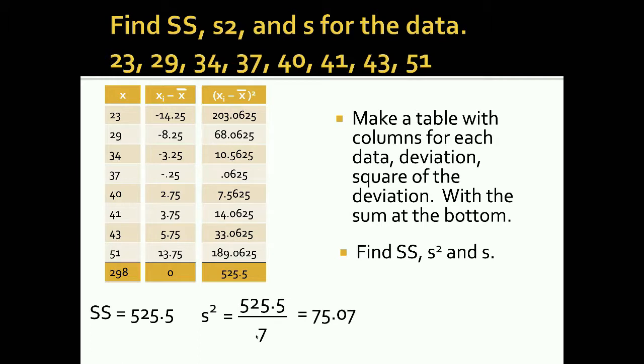That is the variance. And then we want to find s, the standard deviation, so we take the square root of the variance, so the square root of 75.07, which is 8.66. So the standard deviation for this set is 8.66.